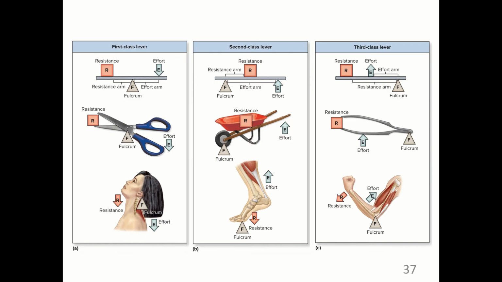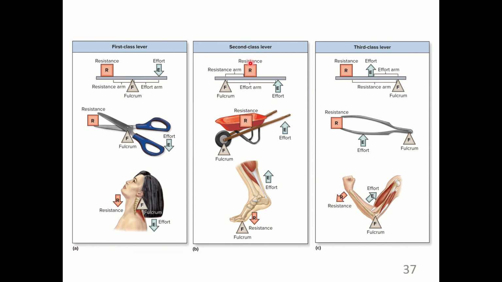Let's look at illustrations to better imagine what's going on here. With the first class lever, the fulcrum is in the middle. In a second class lever, the resistance is in the middle. And in a third class lever, the effort is in the middle. So nodding your head is an example of movement with the first class lever. The fulcrum is right there in the middle between the resistance and the effort.